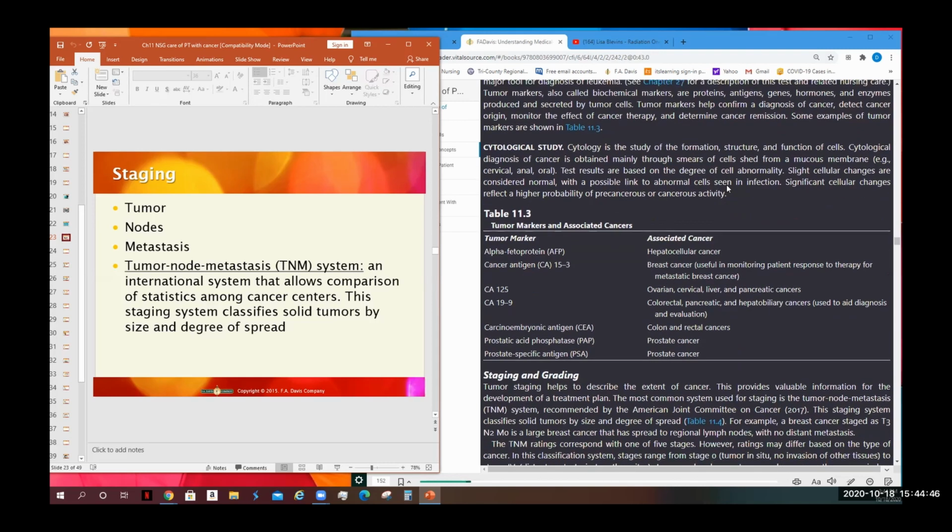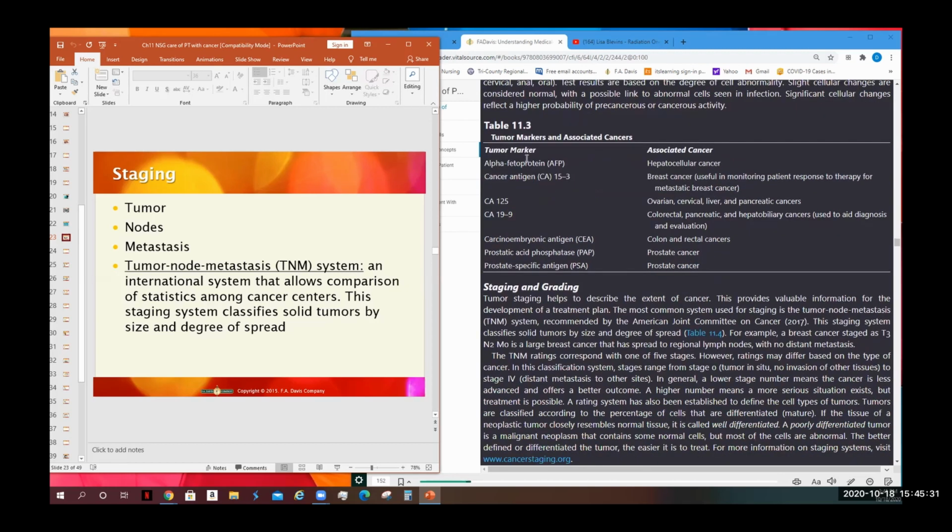Cytological study. Cytology is the study of the formation, structure, and function of cells. Cytological diagnosis of cancer is obtained mainly through smears of cells shed from a mucous membrane, e.g., cervical, anal, oral. Test results are based on the degree of cell abnormality. Slight cellular changes are considered normal, with a possible link to abnormal cells seen in infection. Significant cellular changes reflect a higher probability of precancerous or cancerous activity.